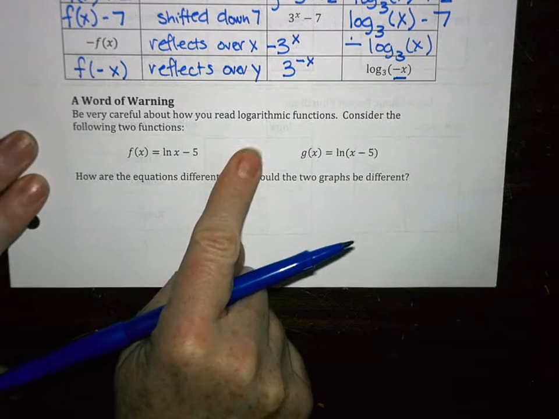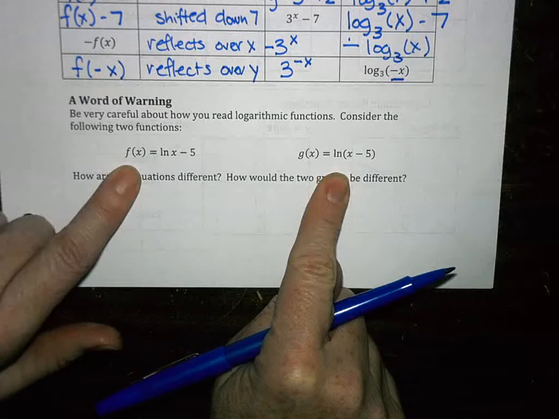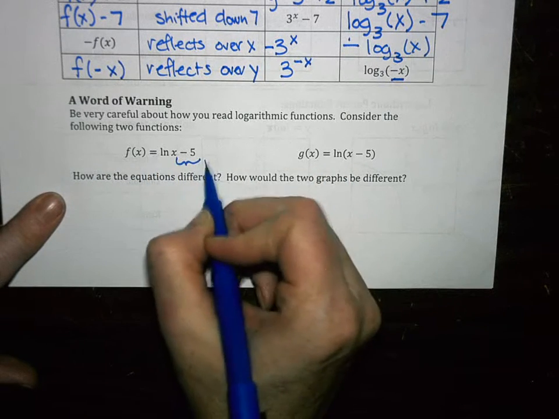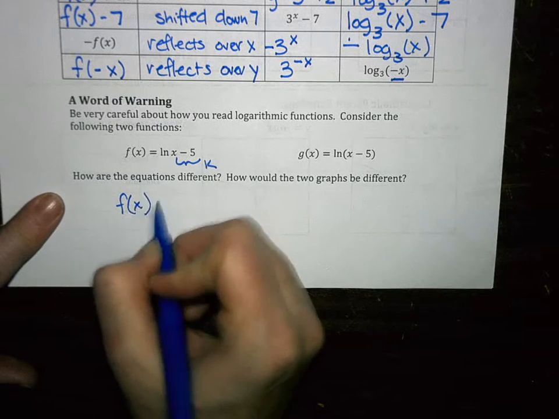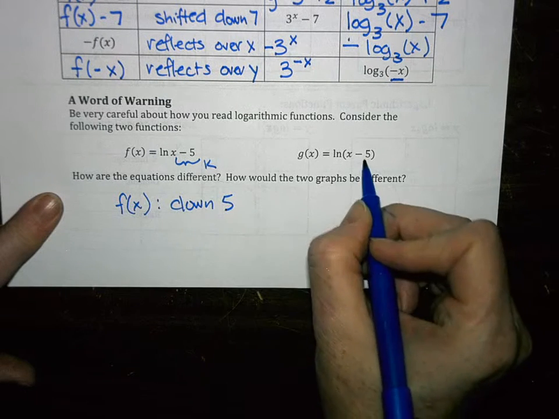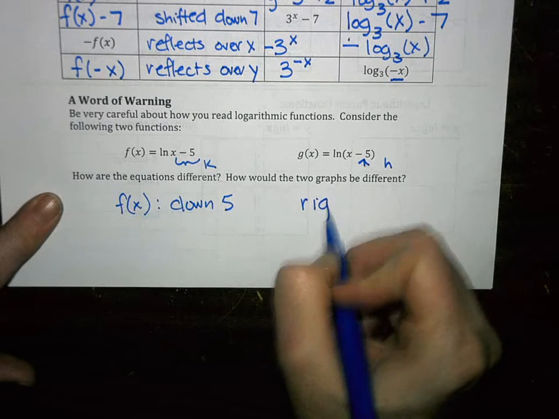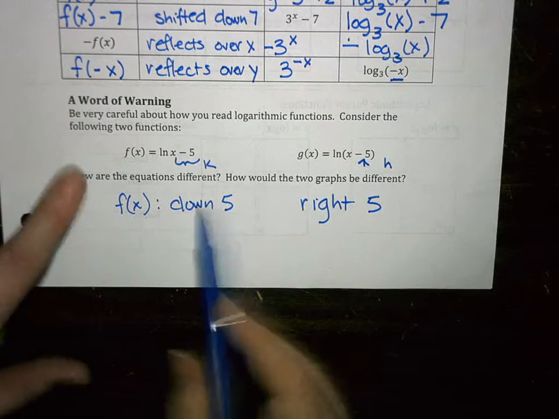All right, let's be careful about reading log functions. These two functions, f and g of x, are very different. This one right here is a k value. So this f of x is shifting down 5. But this is the h value, so this graph is shifting right 5. So be very careful as you look at graphs. All right, let's keep moving.